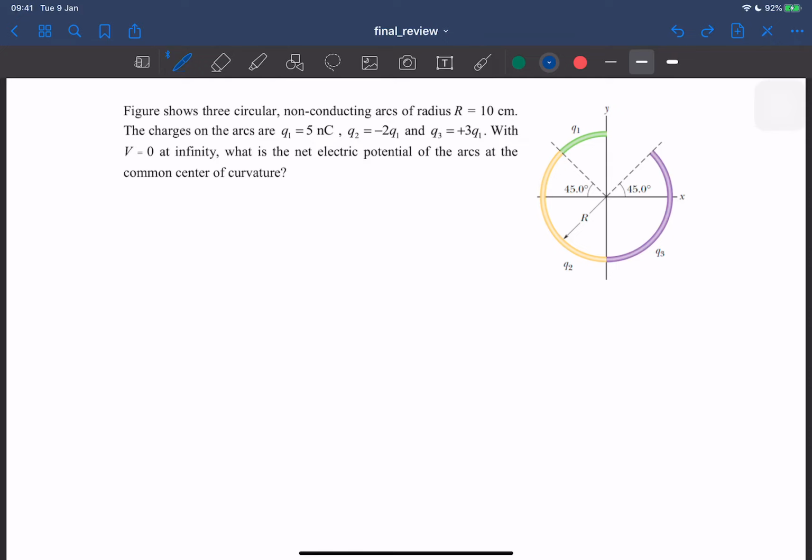Okay, so this one again looks a little bit scary because it might seem like you need to do a lot of integration or something like that. It's actually not, and that's because we are talking here about the potential.